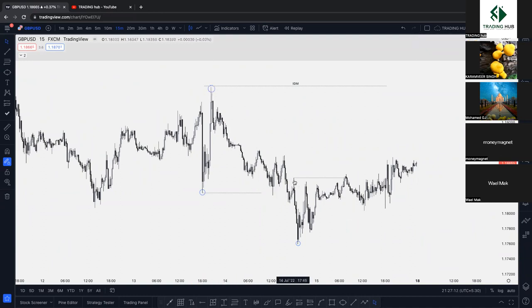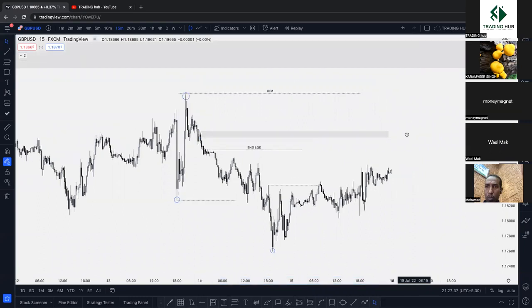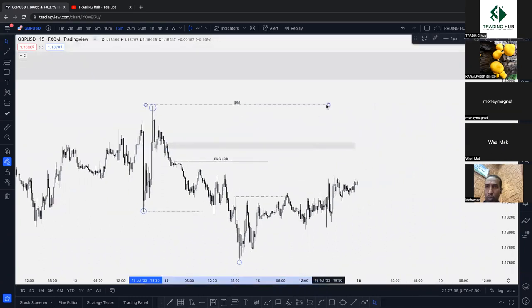Okay, break the structure, first inducement, and where is our engineering liquidity? I think here. I think this order block is already mitigated. So this high. Okay, so this point acts like an engineering liquidity, and this one is our extreme order block in the 15-minute. And this one is our 4-hour inducement.